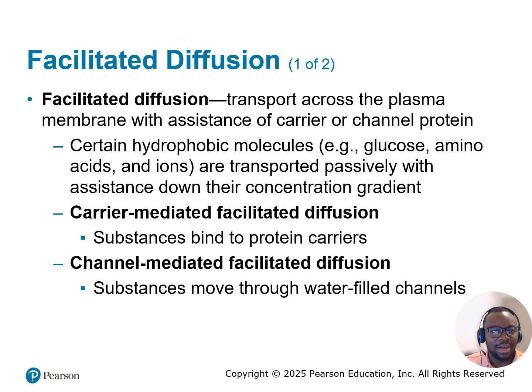Next, we look at facilitated diffusion. This is transport across the plasma membrane with assistance of carriers or channel proteins. Facilitated diffusion can be divided into two types: carrier-mediated facilitated diffusion and channel-mediated facilitated diffusion.